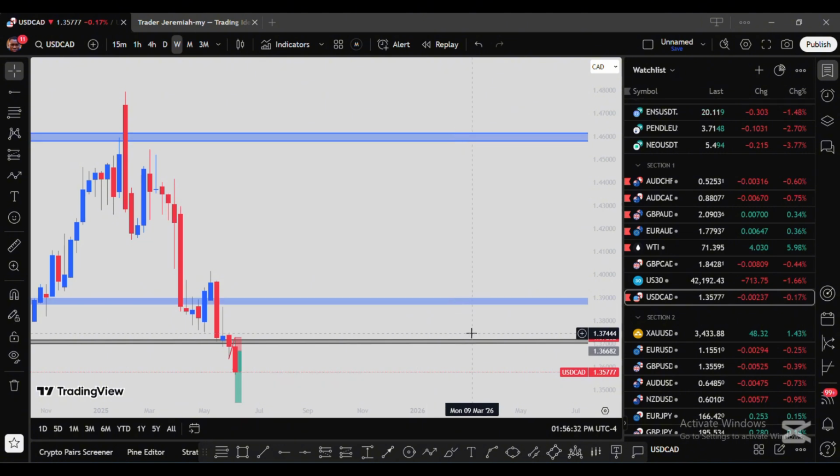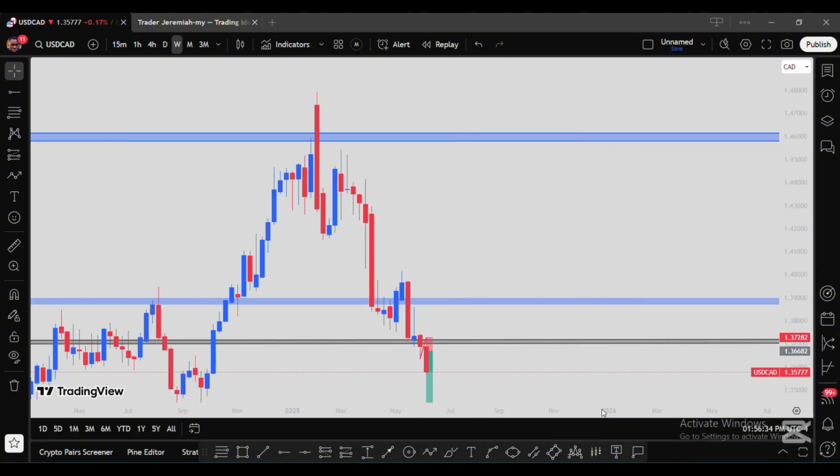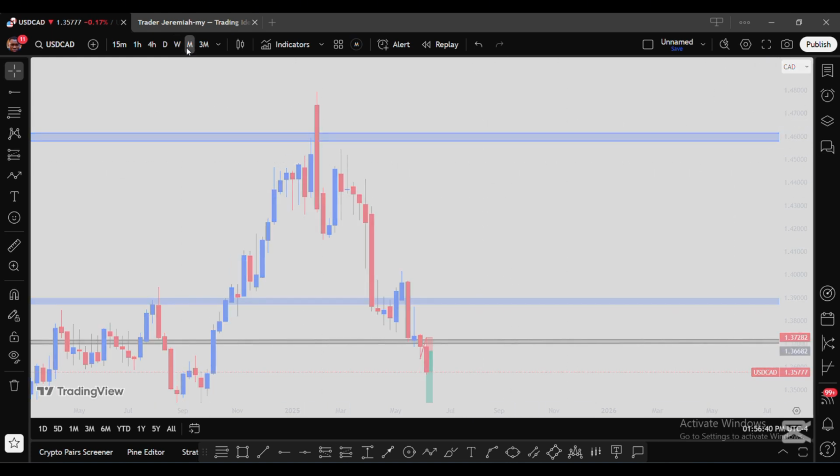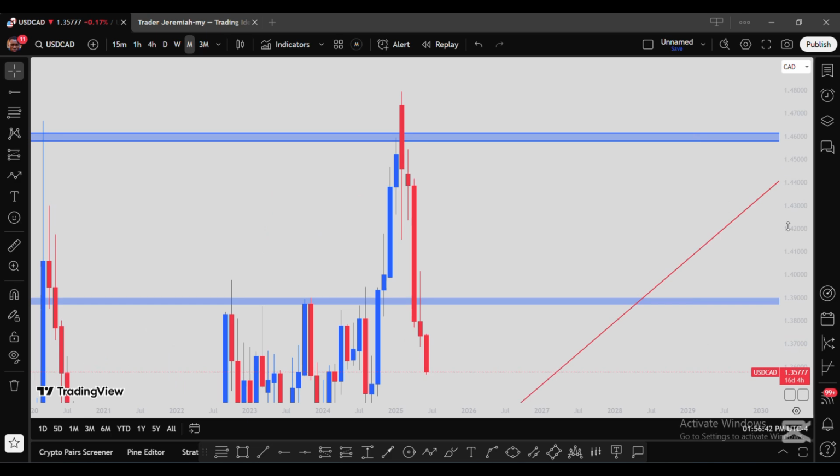So I'm already on a trade on USD CAD at the moment. I've already done analysis on it before, so I'll just be going through it and showing you guys how I was able to get into the buy trade.